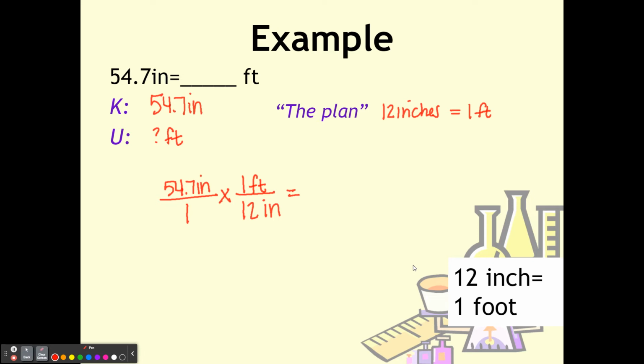4.5583 repeating. Now this goes back to significant figures, but there are 3 digits here, 2 digits here. I'm just going to always say, give me 2 decimal places. So this is going to be 4.56, and then my unit is feet. Again, that's a 5, 4.56.